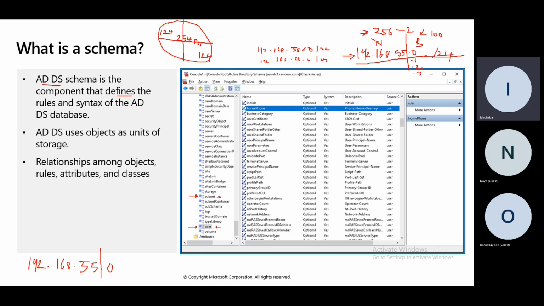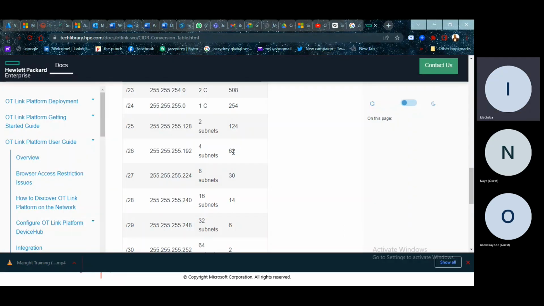So which means you break like this again. When you break like this again, if you divide this into 2, it should be 64, right? But you have 62 here, which is the number of computers, because the remaining 2 means that you remove your network and your broadcast, right? Go back here. Can you see 62? Do you understand the idea now?